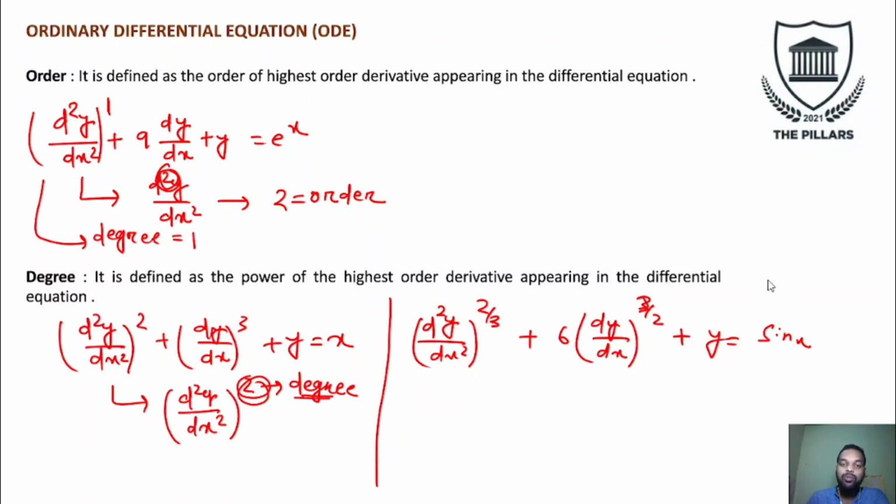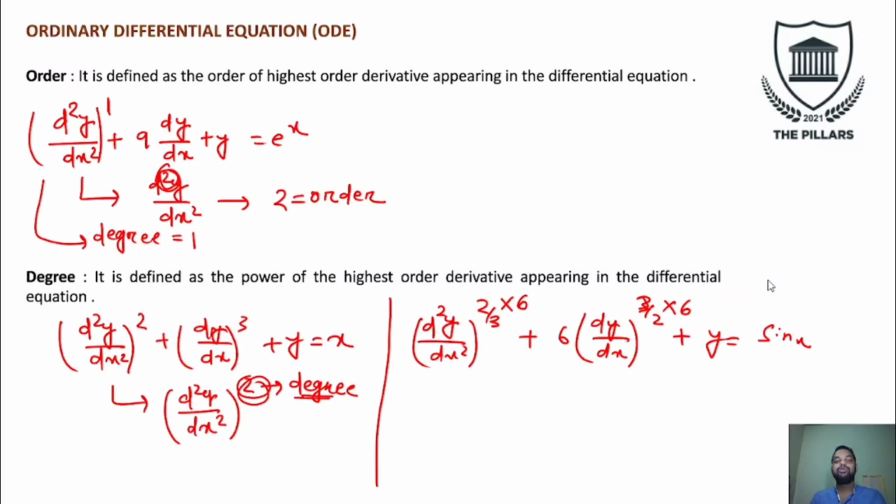No, we have to make the differential equation free from fractional powers. So we will take the LCM of the denominators of the fractional numbers, then multiply both the terms. So here the LCM of 3 and 2 is 6, so here multiply 6 and here also multiply 6, so this becomes 9 and this becomes 4. And now don't say 9 is the degree because it is highest.